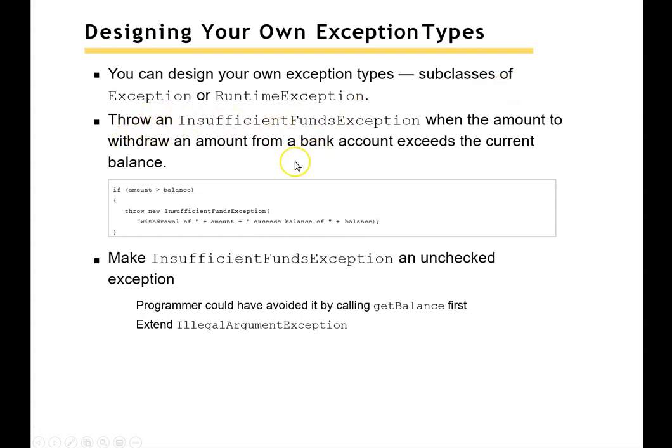So we could define an InsufficientFundsException for a banking example when the amount to withdraw exceeds the current balance. So we throw a new InsufficientFundsException. We should make it an unchecked exception because the programmer could have avoided it by calling getBalance first.